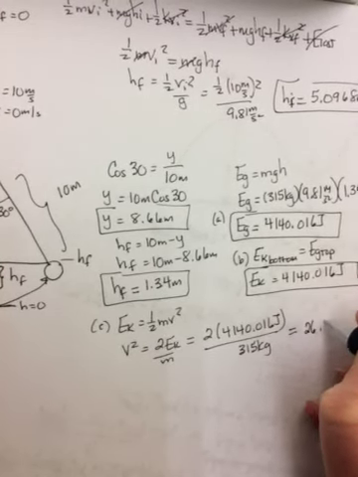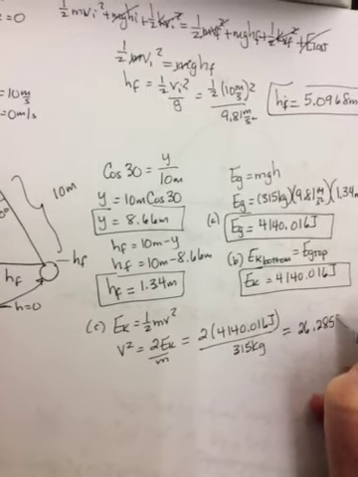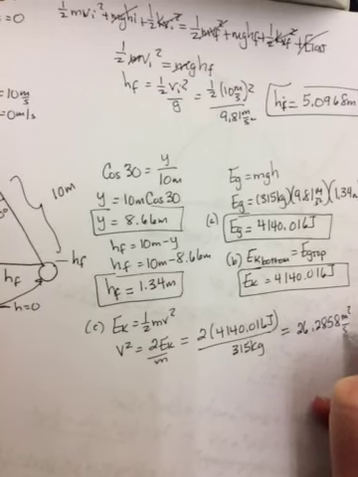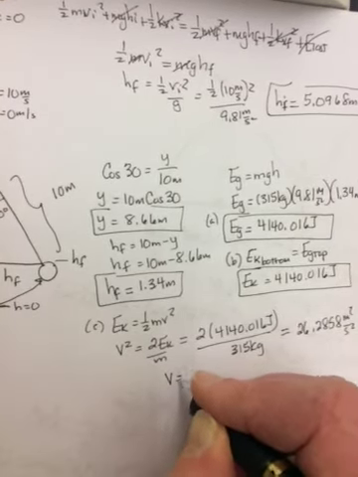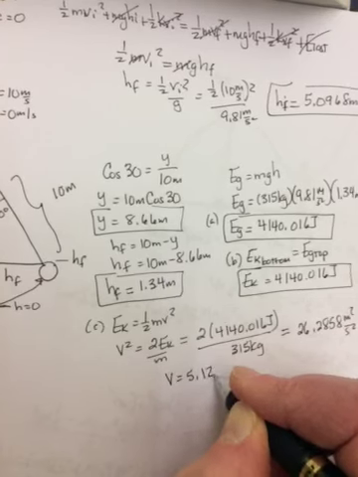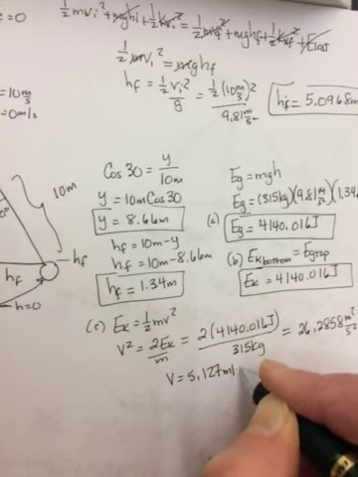So you get 26.2858 before the square root. And after the square root, you get 5.127 meters per second.